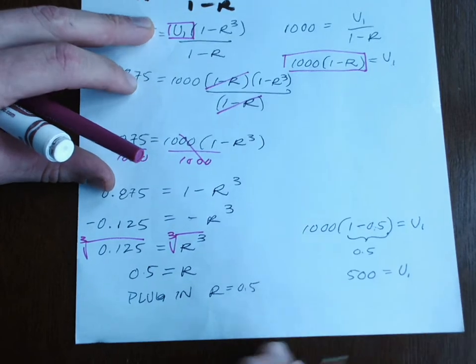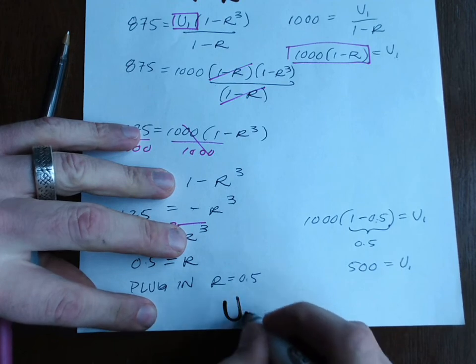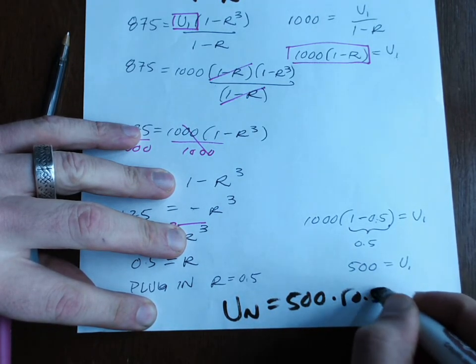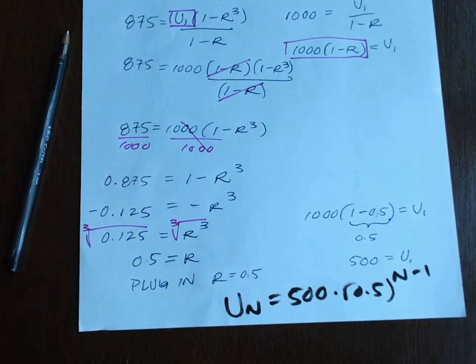So we now figured out all of the important information from this pattern. The pattern itself starts at 500 and multiplies by 0.5 to the power of n minus 1, and if the problem needs us to, we can use it for another purpose.